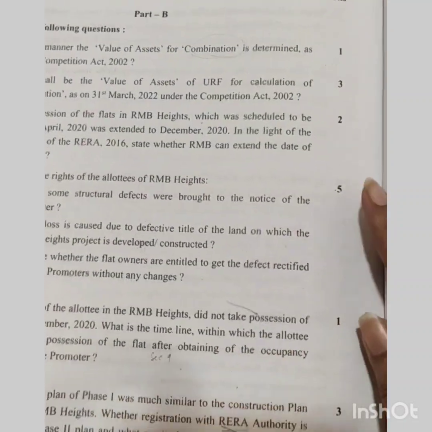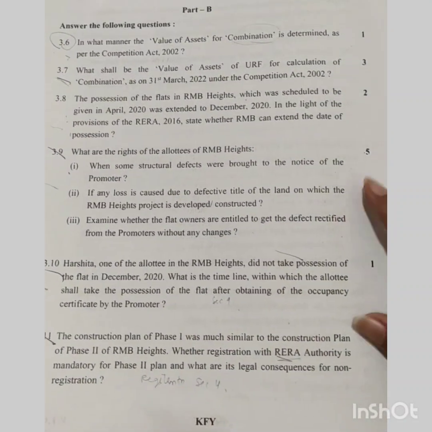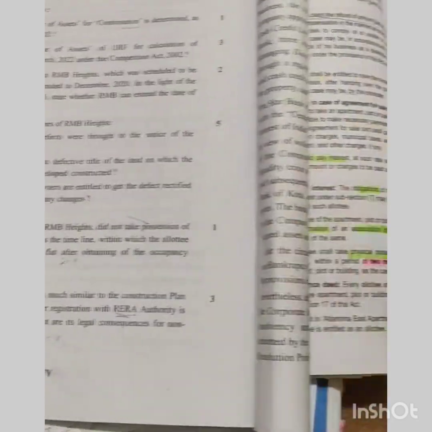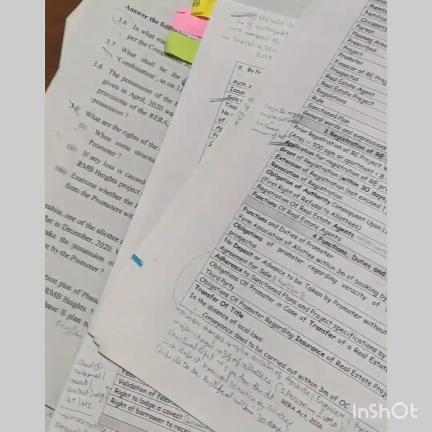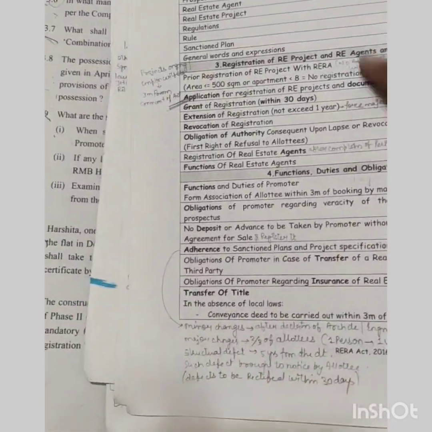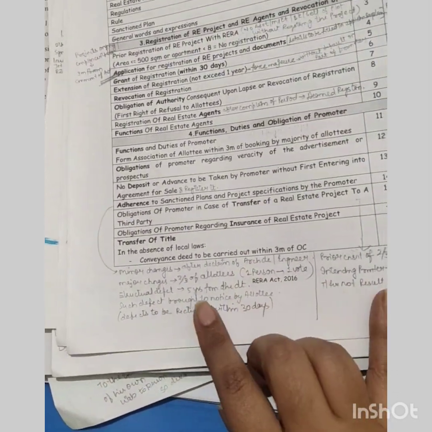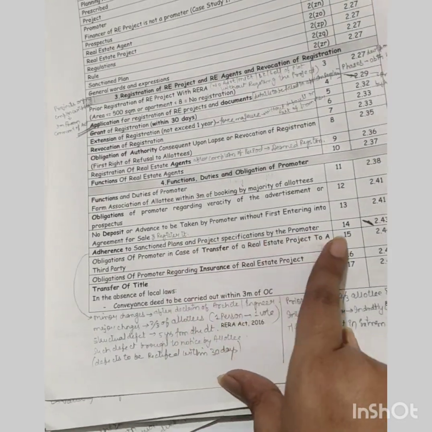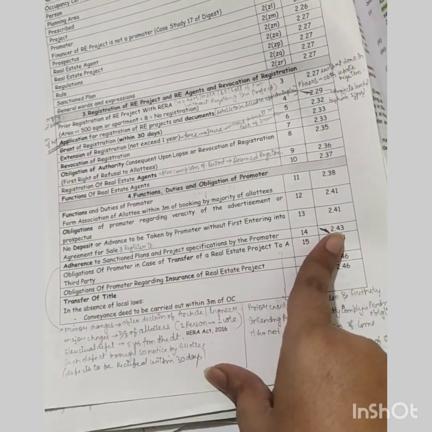The next question was 5 marks. We have 3 questions here. Okay. Structural defects. First is about structural defects. So structural defects, see, again I have made a small note here. See, structural defects, 5 years from the due date. Also given a reference. See, so you can go and find at page number 2.43 relevant.